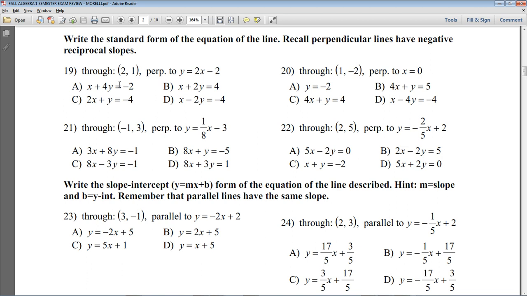Number 19 is giving us a line that's passing through 2, 1 that's perpendicular to the line with the equation y equals 2x minus 2. So we're passing through 2, 1. And you might want to get your graph paper out because we're going to graph.